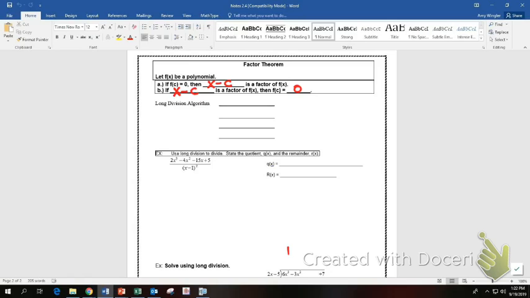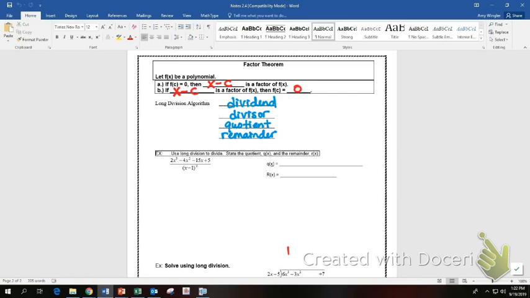Okay, turning the page. Next thing we're going to talk about and review is long division. So with long division, what you have to remember is that you have a dividend that usually is your numerator. You have a divisor that's going to be your denominator. After you do the division, you have a quotient that is your answer. And sometimes you're going to have a remainder.